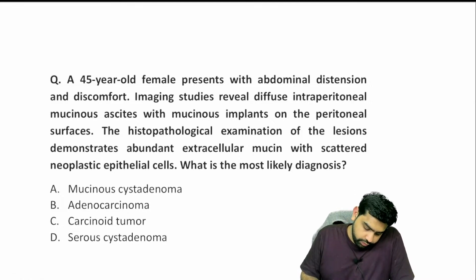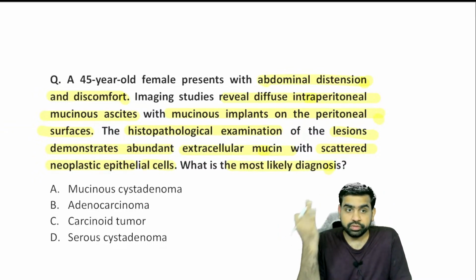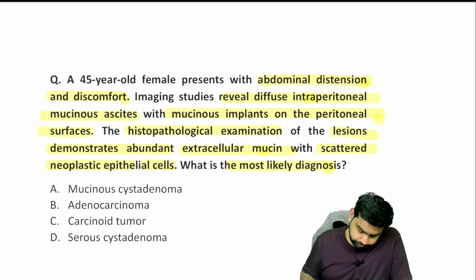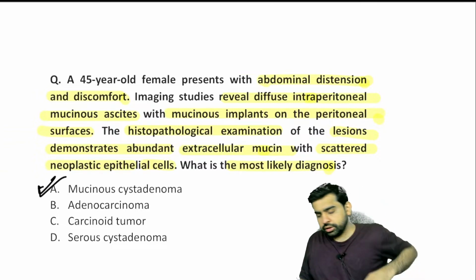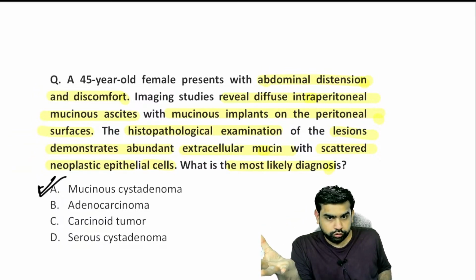Now, a 45-year-old female presents with abdominal distension and discomfort. Imaging studies reveal diffuse intraperitoneal mucinous ascites and mucinous implants on the peritoneal surface. The histopathological examination of the lesion demonstrated abundant extracellular mucin with scattered neoplastic epithelium. What is the most likely diagnosis? So what is this? This is a mucinous cystadenoma.